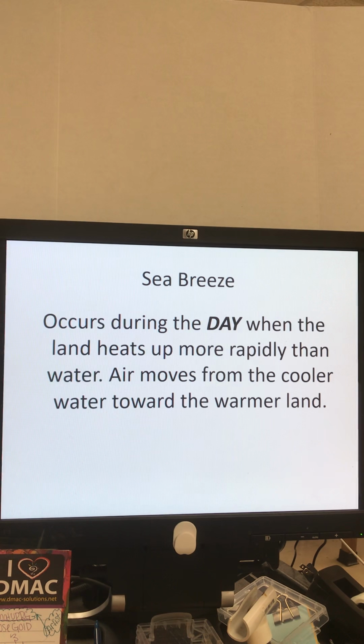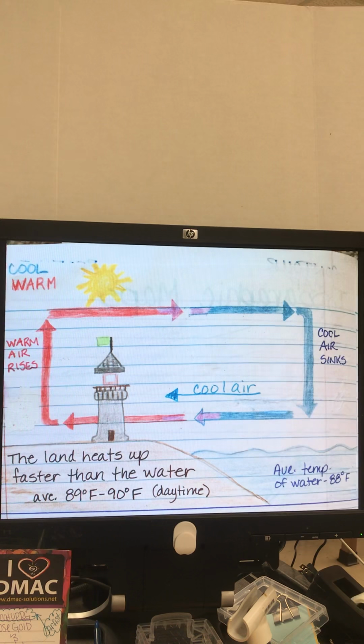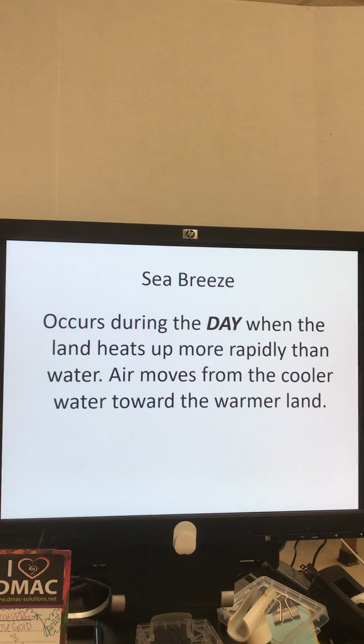Sea breeze occurs during the day when the land heats up more rapidly than the water. Air moves from the cooler water, because in the daytime, not that the water has changed temperatures in any way, it's just that the land is heated up. So the land is changing its temperature more than the water is. So that's what you end up having. Air moving from the cooler water towards the warmer land. That is what they call sea breeze, or ocean breeze. You could even use that term, ocean breeze.